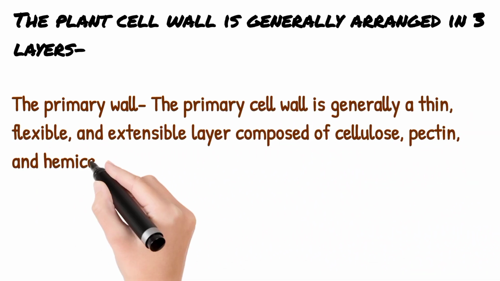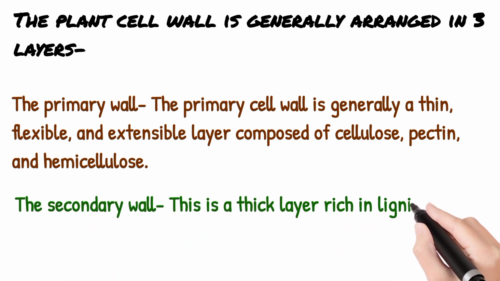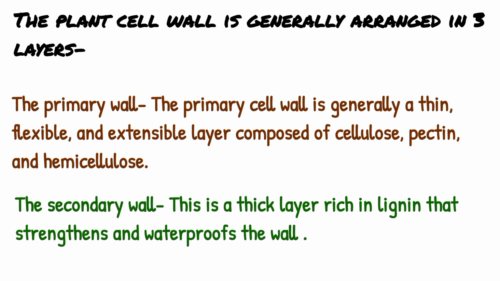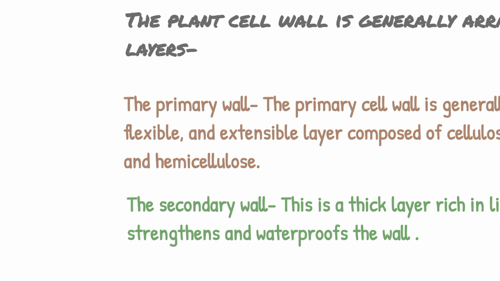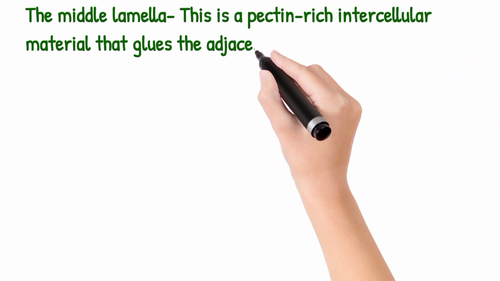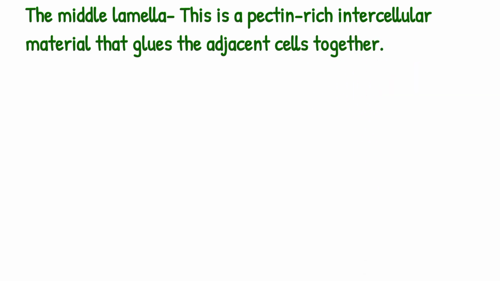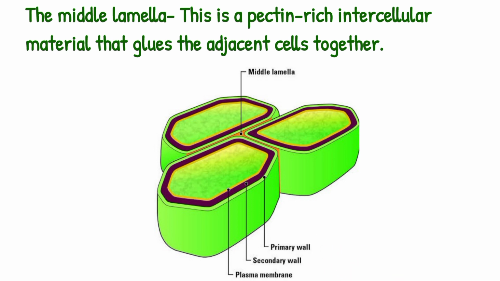The primary cell wall is thin, flexible, extensible, and composed of cellulose, pectin, and hemicellulose. Secondary wall is thick and is rich in lignin, which gives strength to the wall. Then on the outer side is the middle lamella. This is a pectin-rich intercellular material that glues two adjacent cells. That means it acts as a cement between two adjacent cells. In this diagram, you can see how the adjacent cells are glued together by a cementing material, which is the middle lamella.